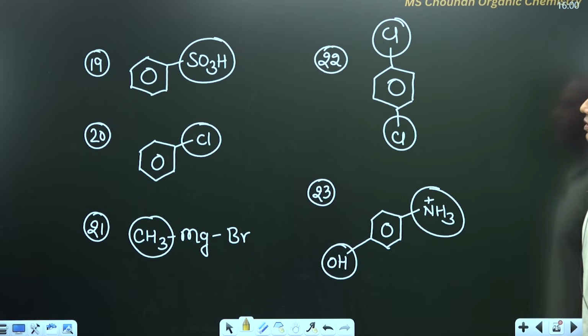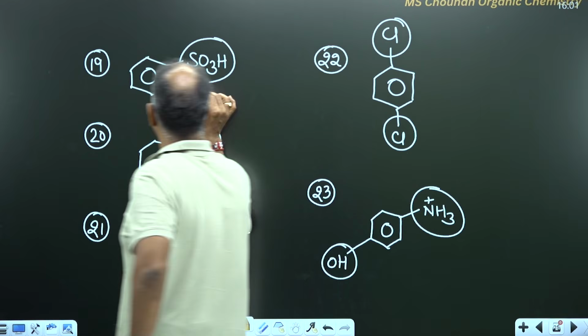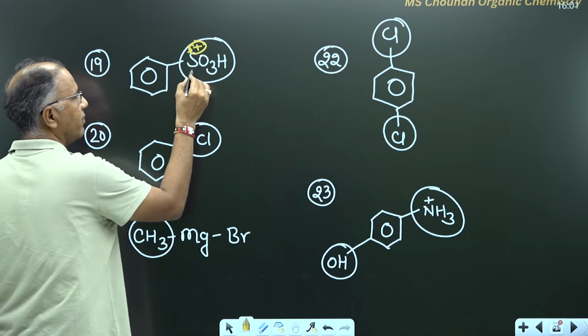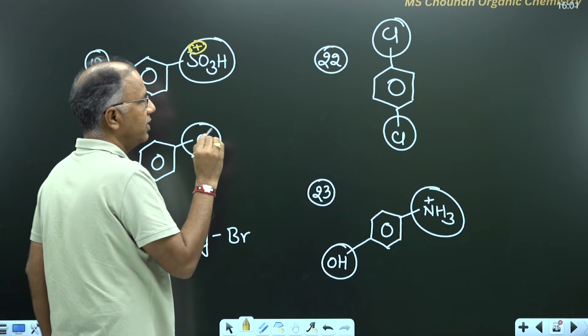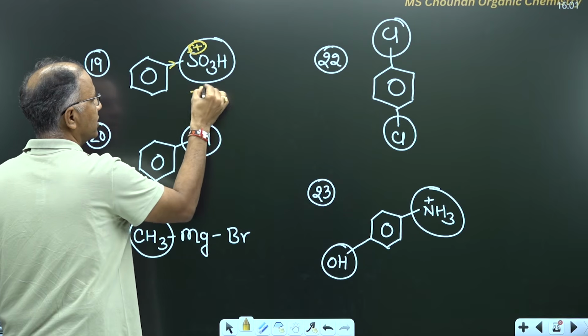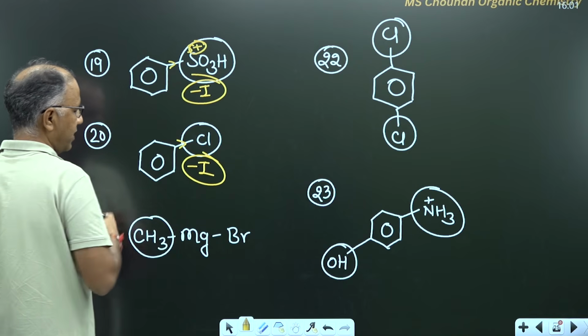Now try all these examples. Now in 19, along with sulfur, there are many oxygens. This means there is a high positive charge on carbon because oxygen is more electronegative. This means oxygen will carry delta minus, sulfur will carry delta plus. This will show minus I. Again, chlorine is more electronegative, minus I.